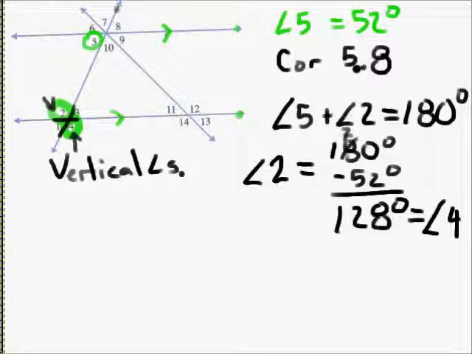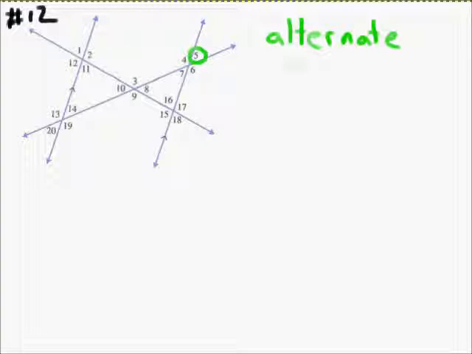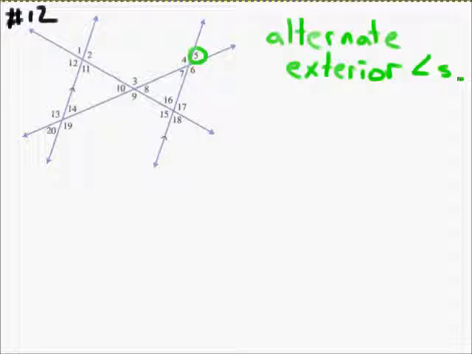The next one I want to take a look at is, let me double check and get the right picture, problem number 12 in that same section. So this is number 12. We are asked to find angle 5 and what other angle are alternate exterior angles.